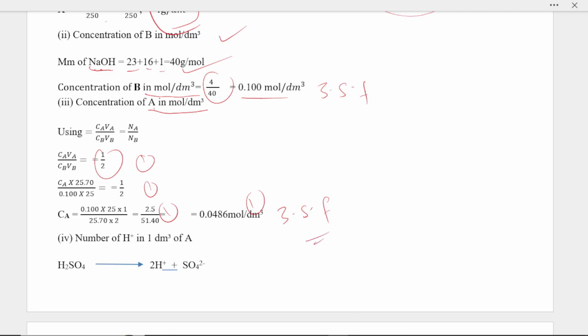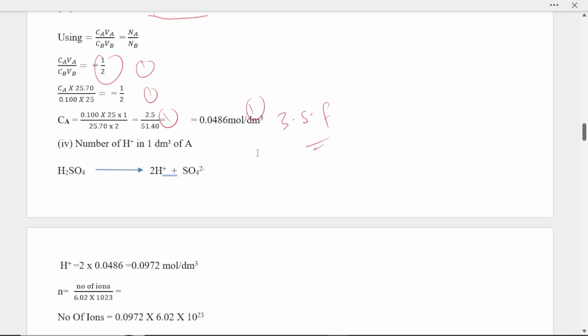Did you get that? And the next question is, let's calculate the number of hydrogen ions in 1 dm³ of A. Remember, our A is H2SO4. So when you ionize it, you're going to have 2H+ and SO4 2-. What is the number of hydrogen? So you're going to multiply 2 moles of H by 0.048, which gives us 0.097 mole per dm³.